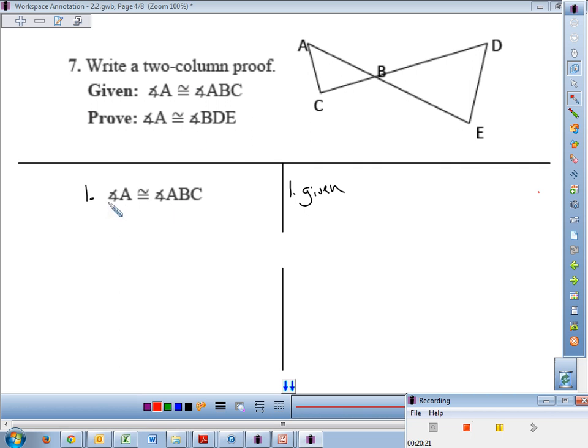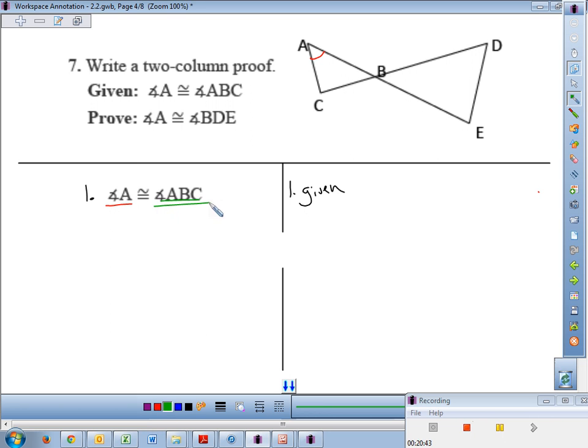First of all, what does this even say? Angle A is congruent to angle ABC. How do you mark angles congruent to each other in a picture? What kind of markings do we need? Definitely arc marks. Tick marks are for segments. Arc marks are for angles. Angle A, only one letter. What does that mean about that one letter A? It's the vertex of that angle. So isn't this point A right here? Is that angle A? You bet, because A is the vertex. So arc mark.